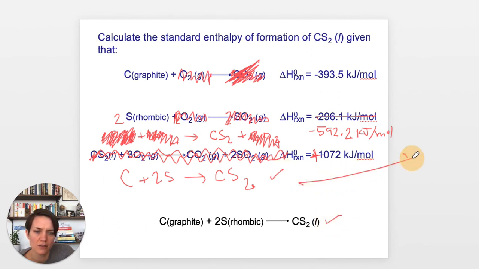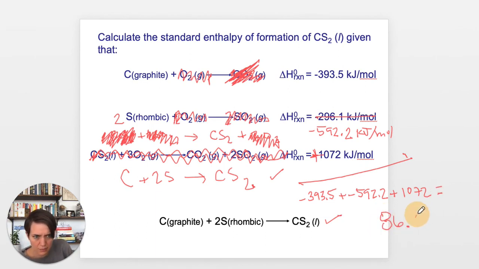I needed all of those stepwise reactions, so I'm going to add negative 393.5 plus negative 592.2 plus 1072. And you get a total enthalpy change of 86.3 kilojoules per mole would be the delta H of this reaction.